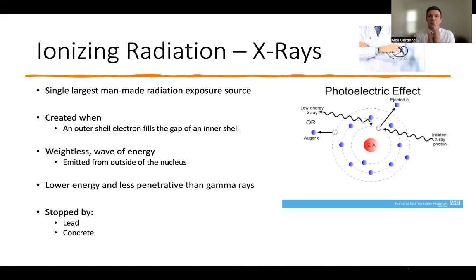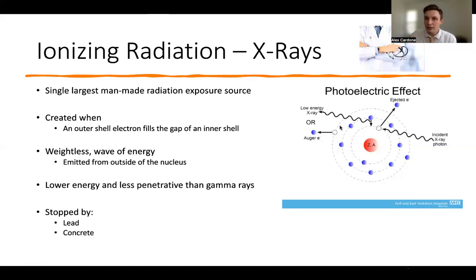Energy comes in and knocks out an electron from an inner shell. An outer shell electron takes the inner shell place, and therefore the atom has to give off some energy in order to stay equal. That given off energy is an X-ray. An important thing as well: an X-ray is a ray. It's not a particle like the alpha or beta, so it's weightless. There's nothing really to it, and this one is ultimately emitted outside of the nucleus.